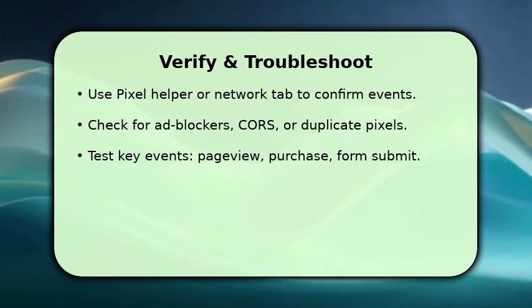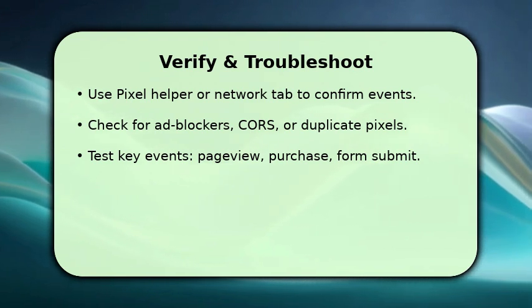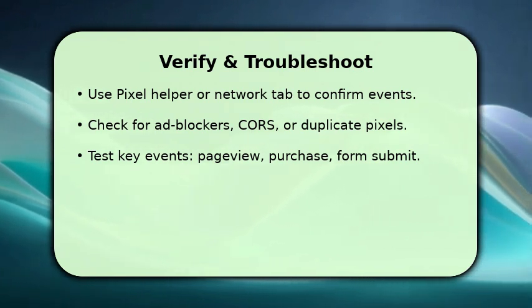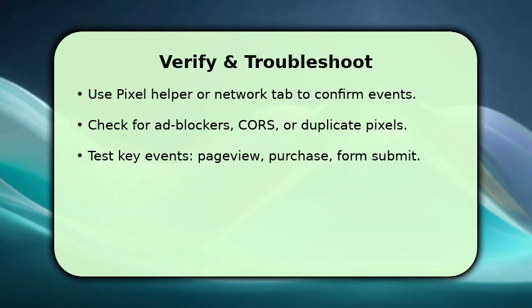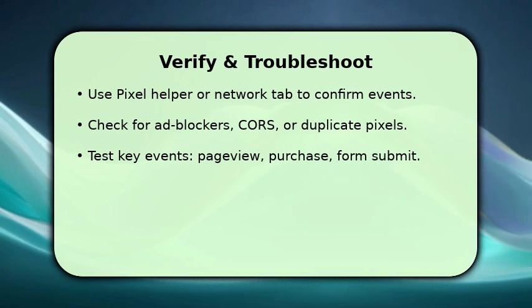If nothing appears, make sure ad blockers are disabled, ensure CORS or mixed content errors are not blocking the script, and look for duplicate Pixel instances. Once done, simulate core events like purchase or form submit to confirm conversions.